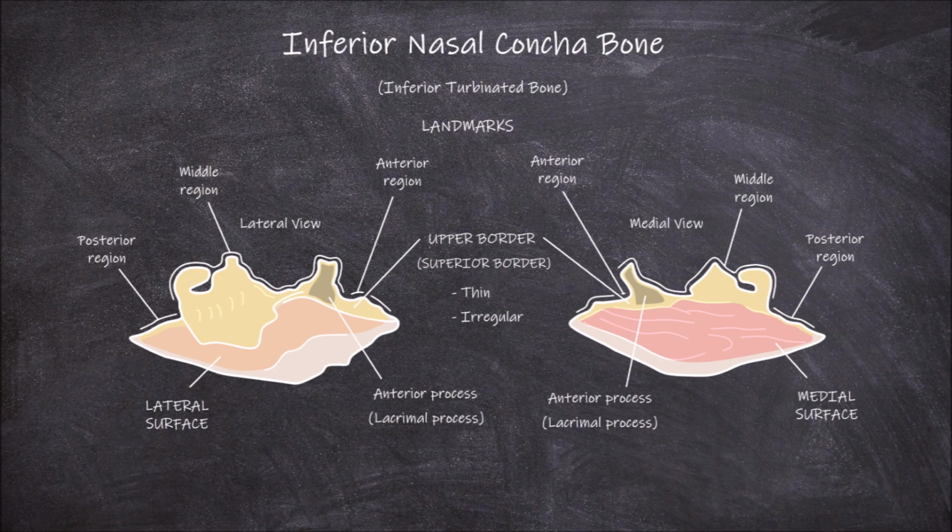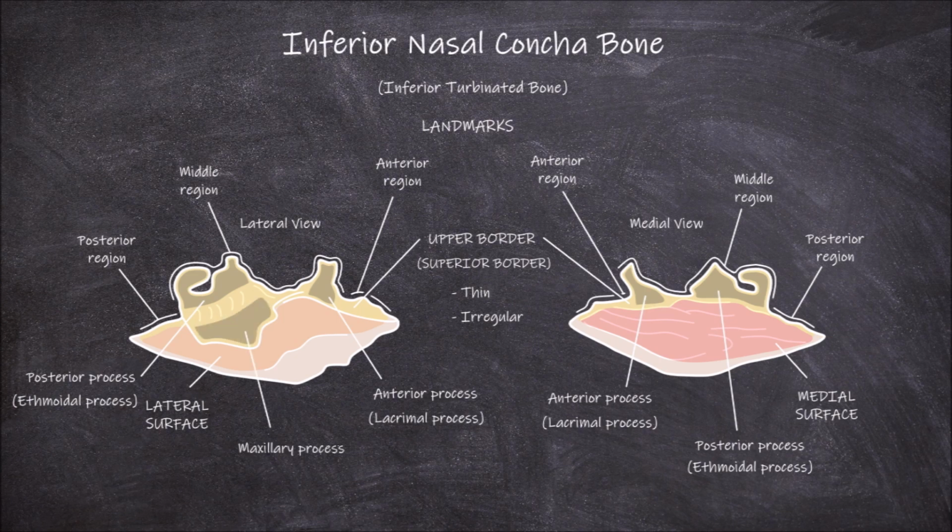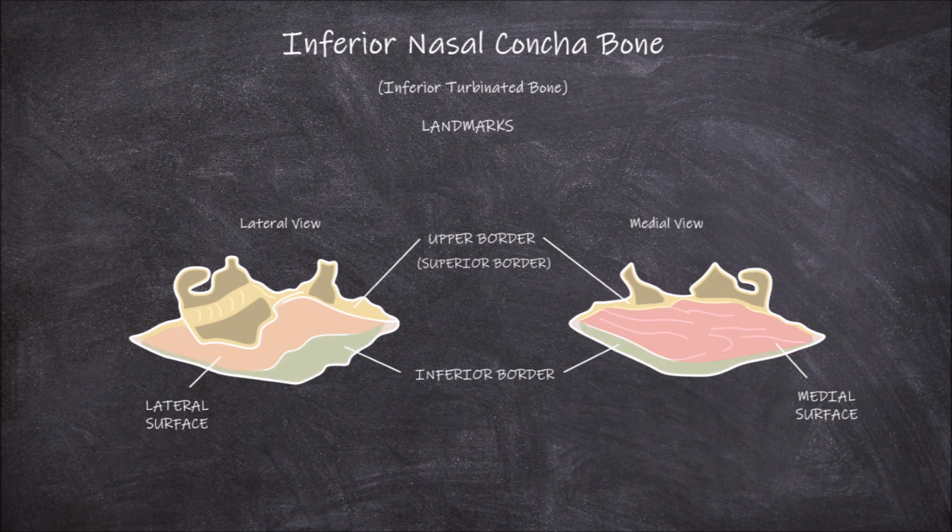The second process is the posterior process, also known as the ethmoidal process. This process is thin and ascends to articulate with the ethmoid bone. The third and final process is the maxillary process. This process curves inferior and laterally to articulate with the maxilla bone, which forms a portion of the medial wall of the maxillary sinus. The second border is the inferior border.